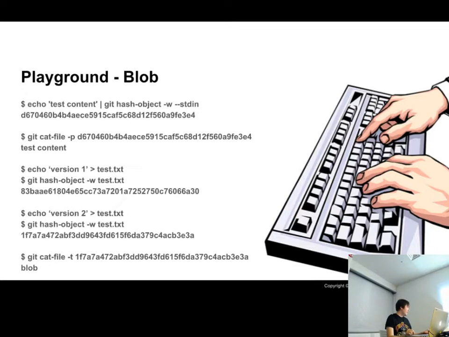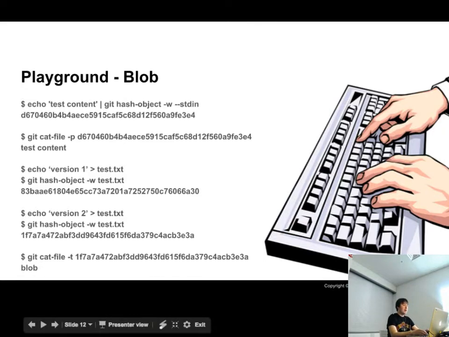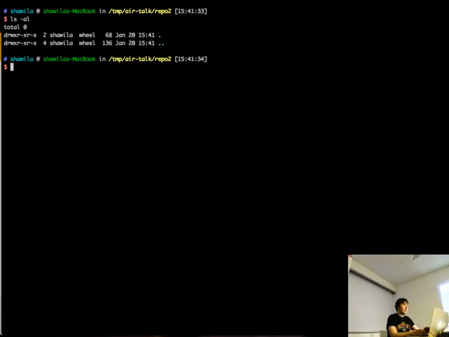Yeah, blob. So a blob is a type of object that you use to store file content. So it has no file name, nothing, only content. Yeah. So we use hash-object.